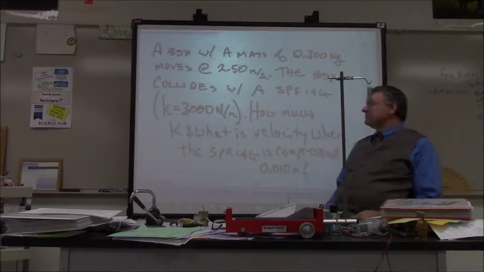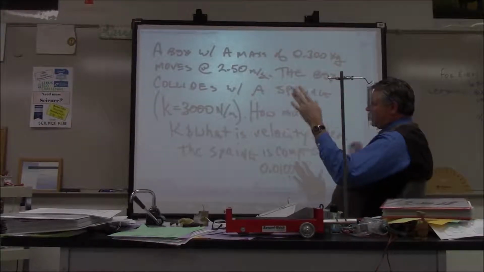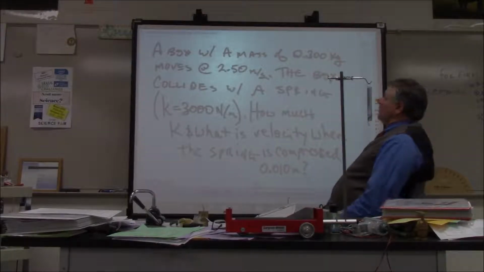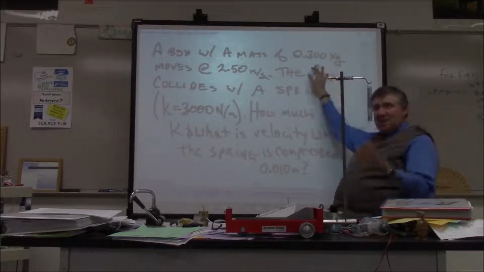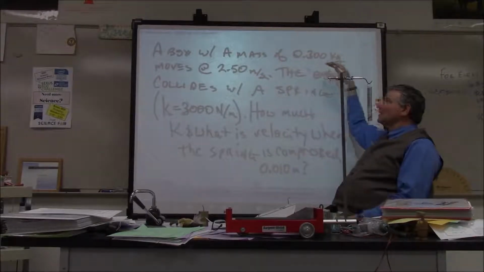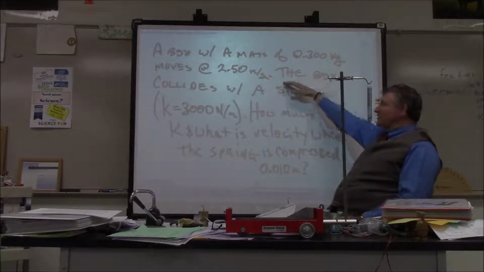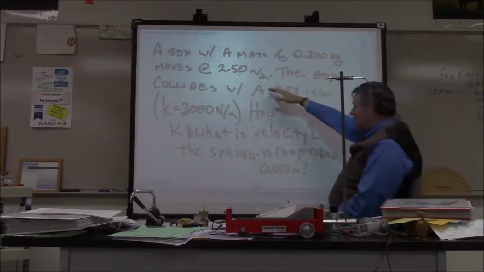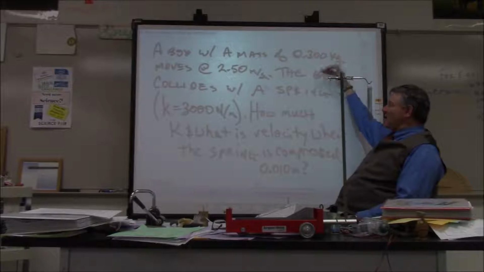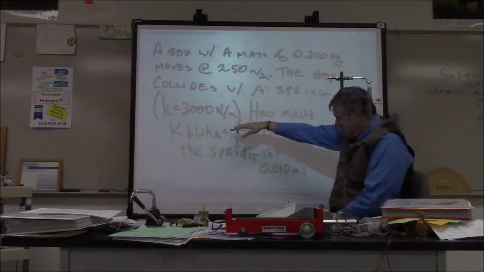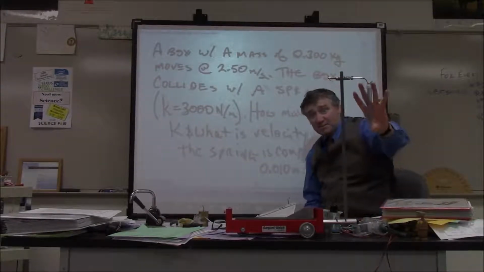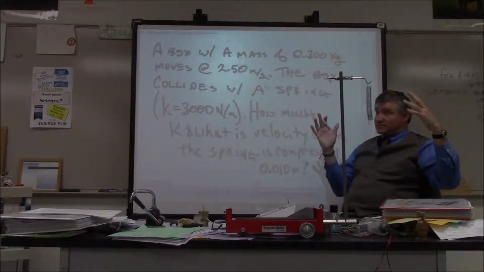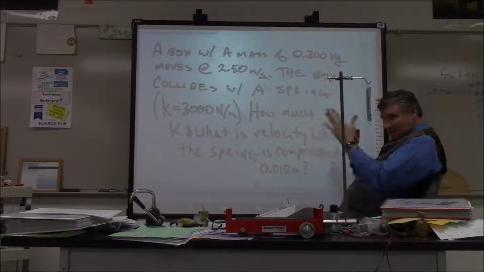So here's the drill. Visualize this. You've got a box, a mouse, a penguin, I don't care what it is, with a mass of 0.3 kilograms, not massive, right? And it's moving at 2.5 meters per second, not all that fast. I can, without a gallbladder, walk this fast. The block collides with the spring. It has a spring constant of 3,000 newtons per meter, much stiffer than this spring, because this spring constant was about 100. So this is a much stiffer spring. And so it's going to collide, right?